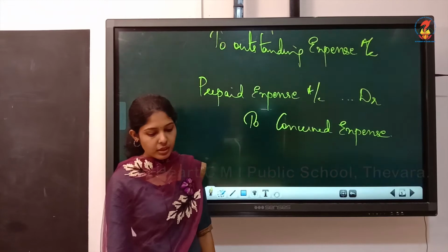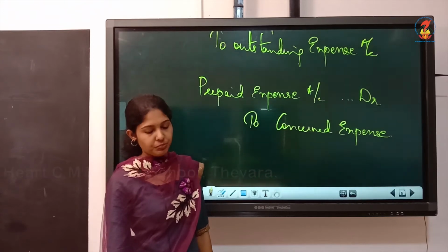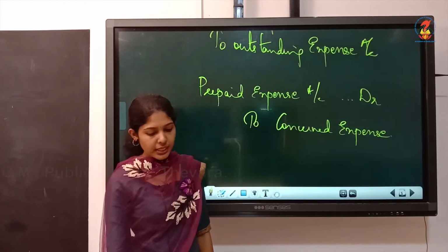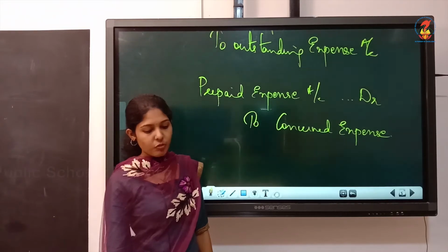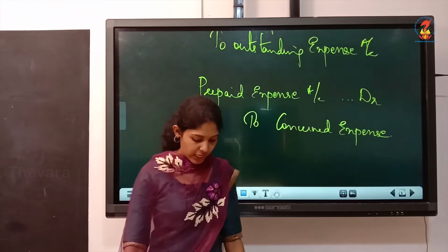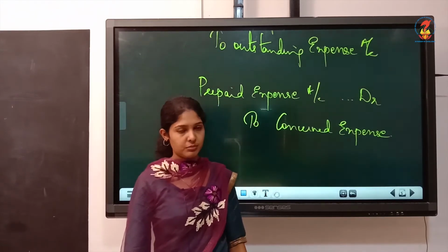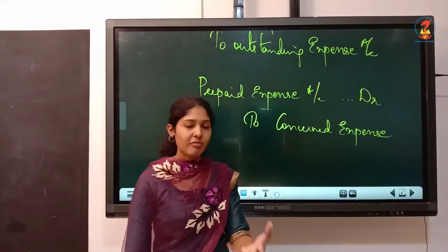The next one, accrued income or income earned but not received. Write the heading. Accrued income, that also we discussed. These four adjustments we have discussed before. Not the entry but the meaning. Accrued income or income earned but not received. Understood?